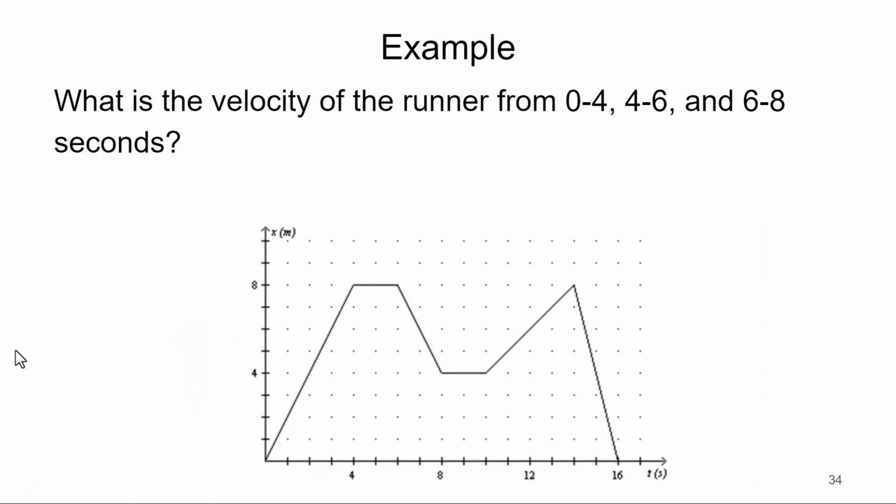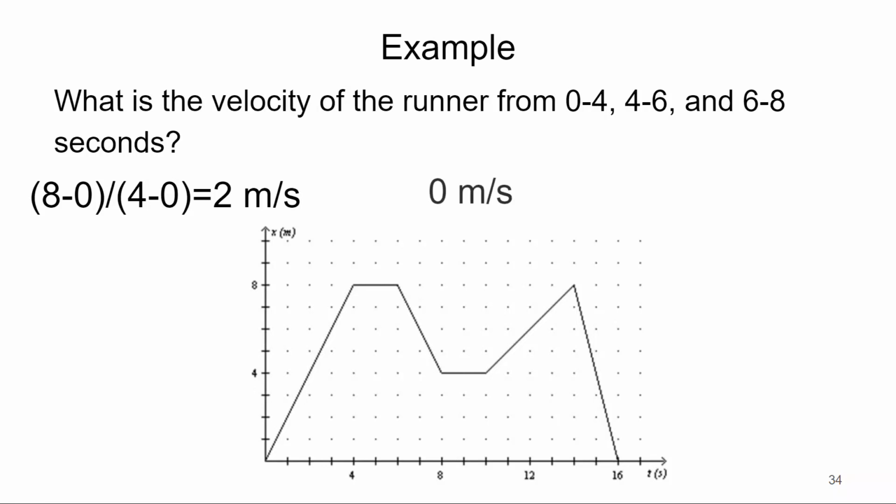Alright, so what's the velocity of the runner based on our position time graph between 0 and 4, 4 and 6, and 6 and 8 seconds? Well, if we calculate the slope by finding the change in position over time, we can see that the slope of that first line is going to be 2 meters per second. The slope of the second line, which is horizontal or flat, means there's zero slope, so the runner was not moving: 0 meters per second. Then that third line, which is negative, remember it's final position minus initial over the change in time, is going to give us negative 2 meters per second.